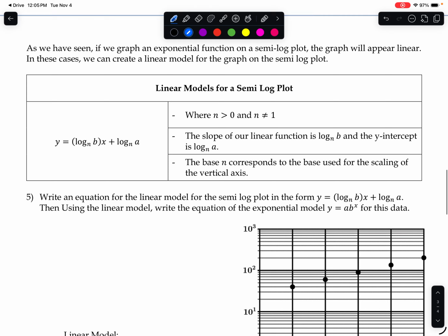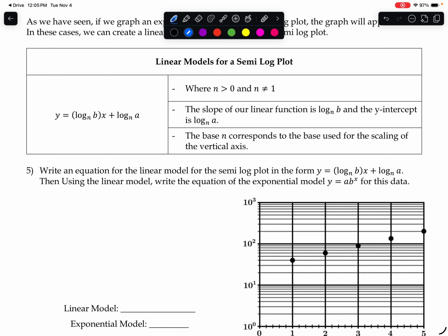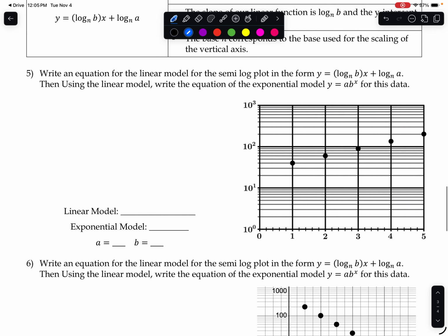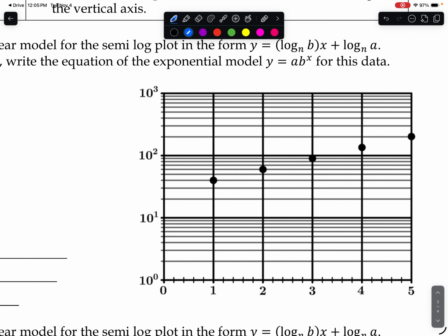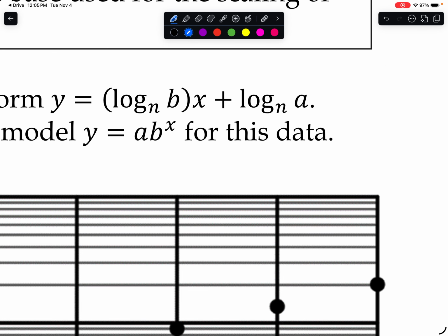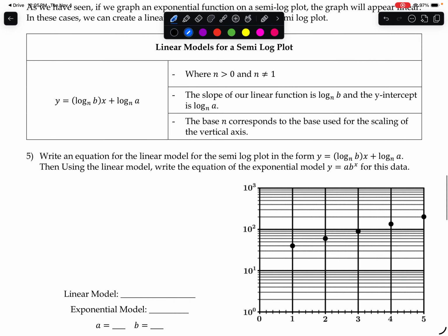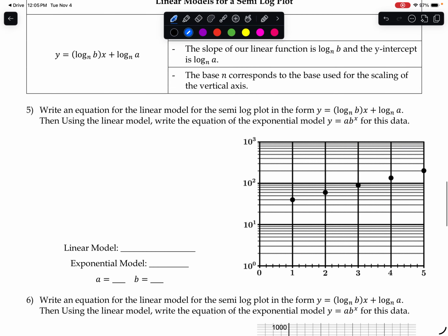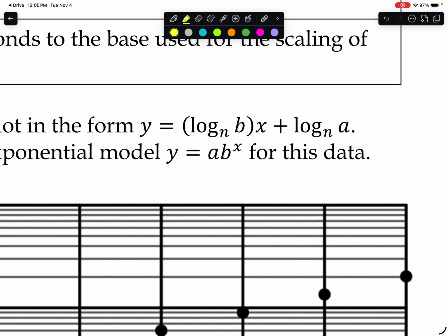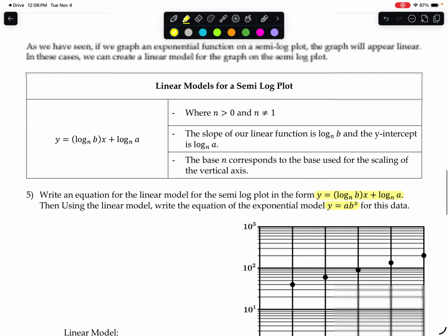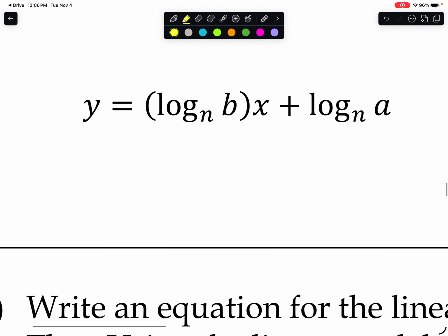All right, now looking at this next set of problems, we're going to be given a semi-log plot, and what we want to do is write a linear model in log form, and we're going to write an exponential model that models this data. The linear model for these problems is going to be in the form y equals log base n of b times x plus log base n of a. And then the same components of that equation can also be used to write the exponential model. So starting off, I'm going to come back up here to this model.